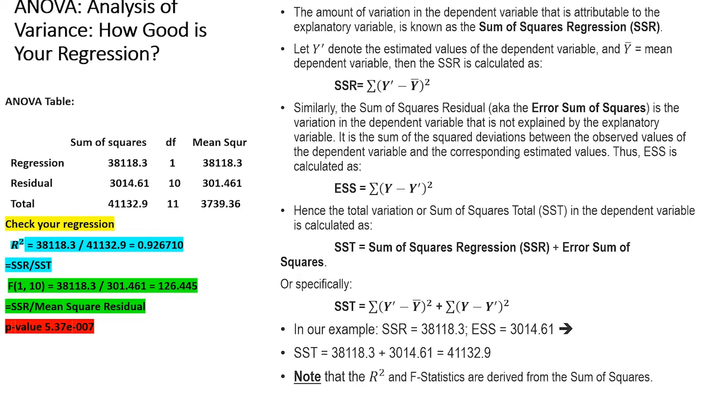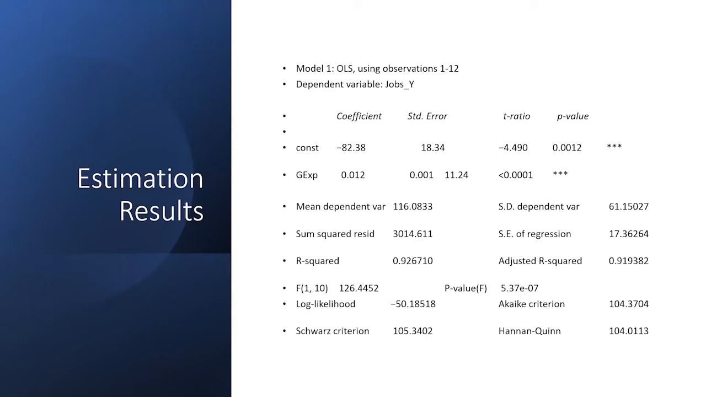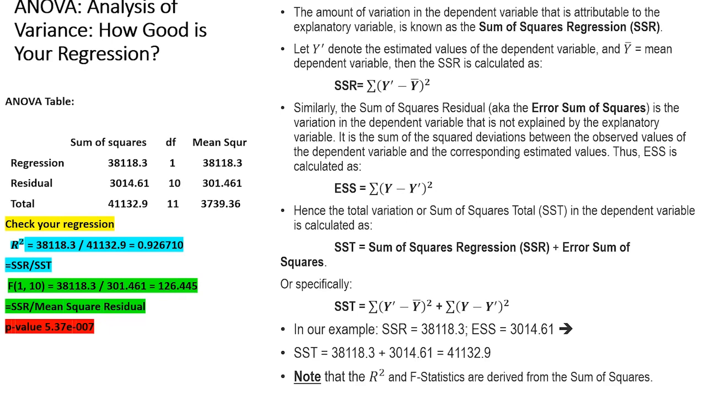It is telling you how much of the changes in the dependent variable can be attributed to the explanatory variable. Okay, how much of the youth jobs variation can be explained, to be more clear, right? Attributed to government expenditure. That is being captured by the sum of squares regression. So that's one of the numbers that you get. All right, if you look here, it's one of the numbers that you get from the estimated results.